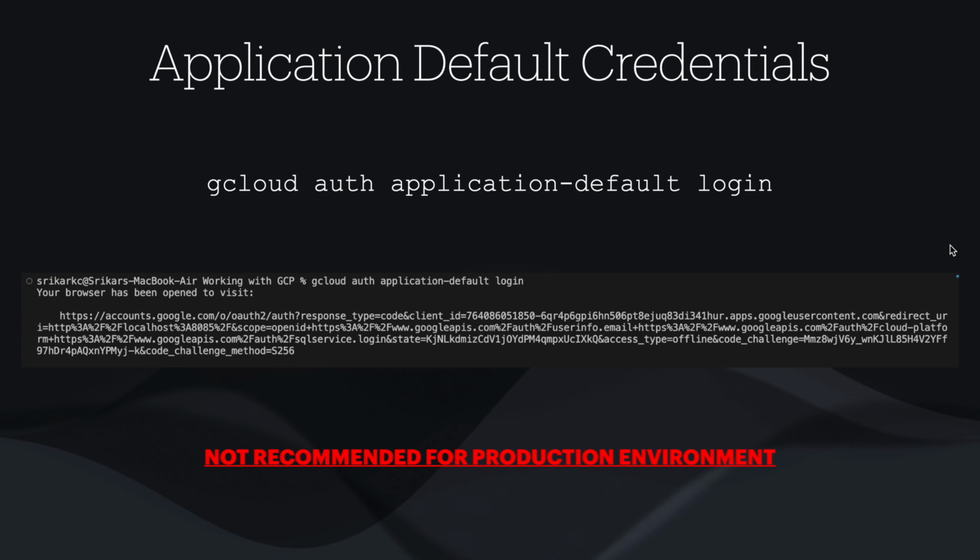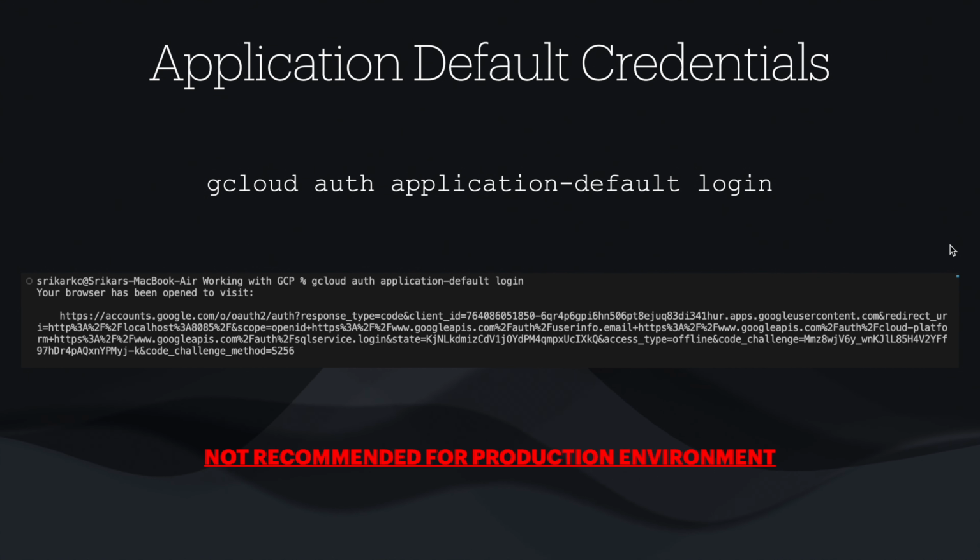In this method, you run this command, gcloud auth application-default login, from the root directory where you have your Terraform code. This will open up a browser window for you to authenticate to the Google Cloud Platform, and it stores the application default credentials in your local computer. Note that this should only be used for testing purposes and is not recommended for production environments.